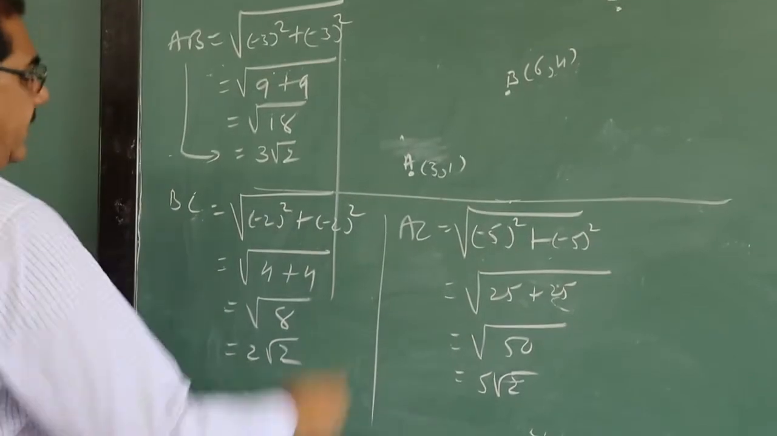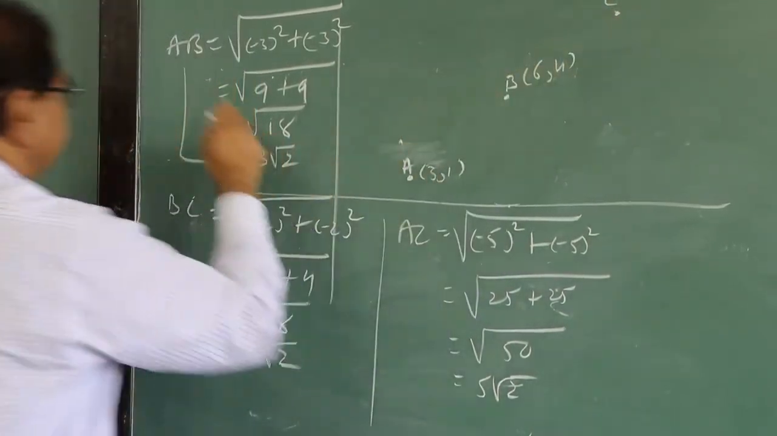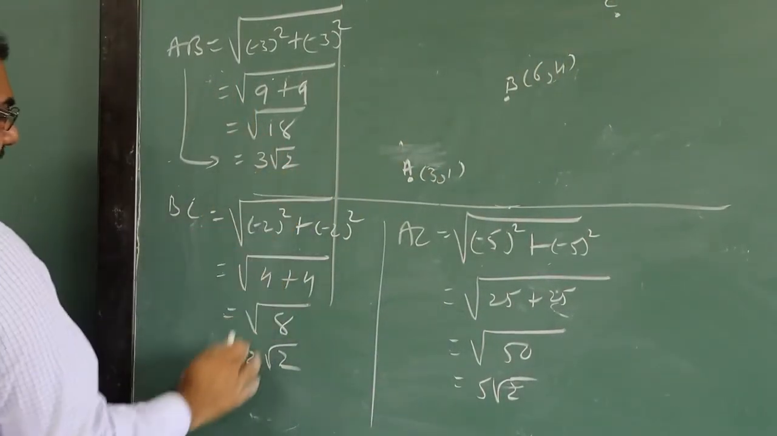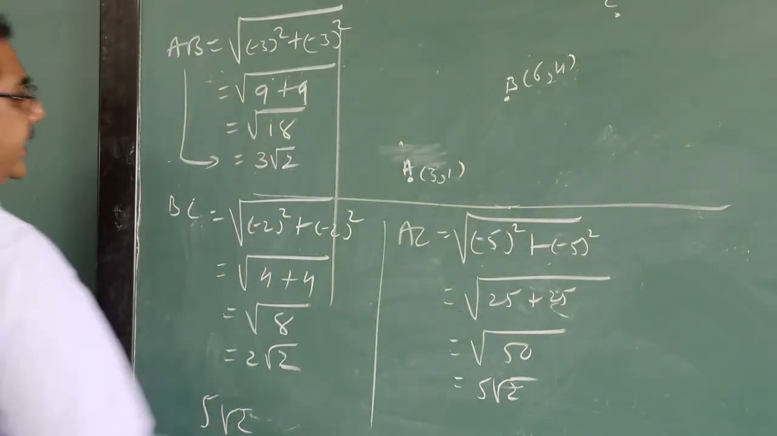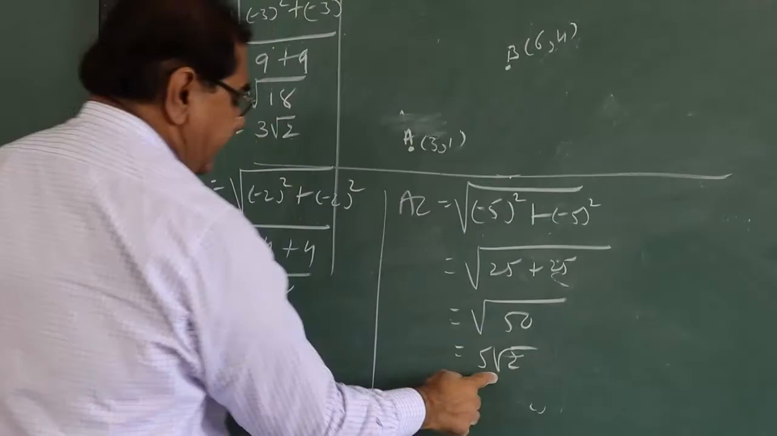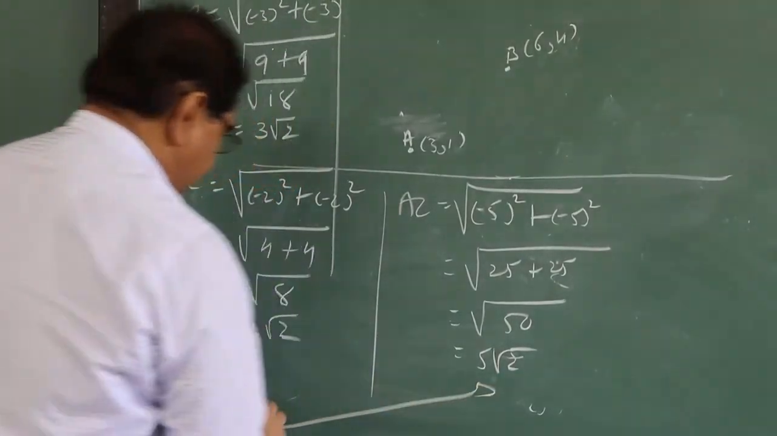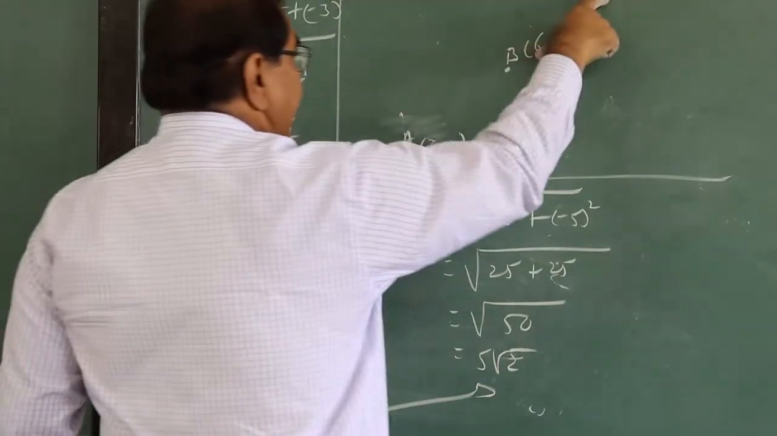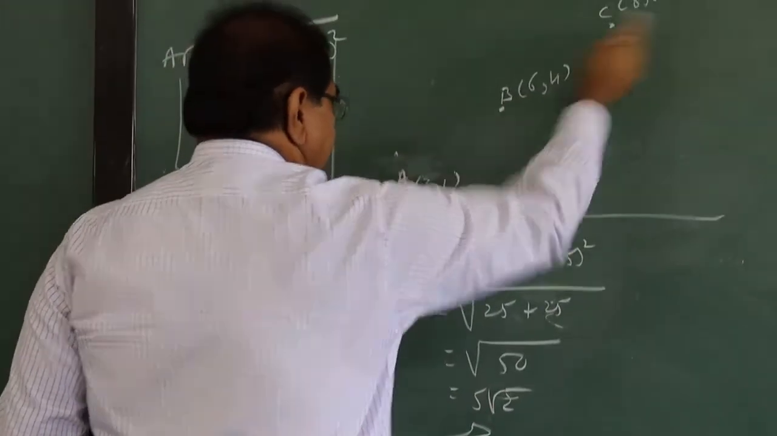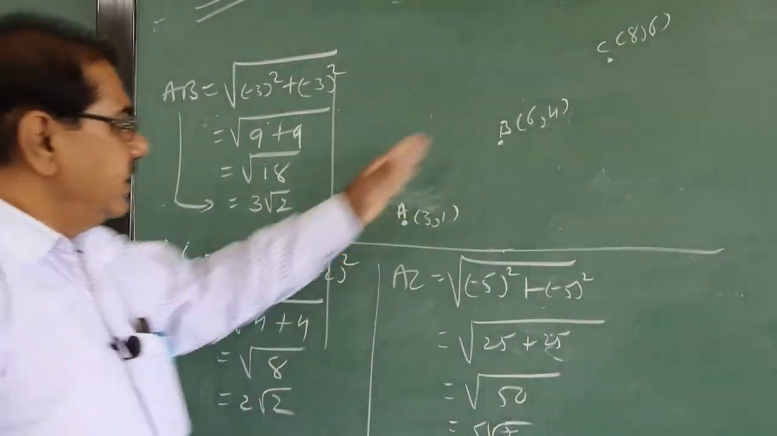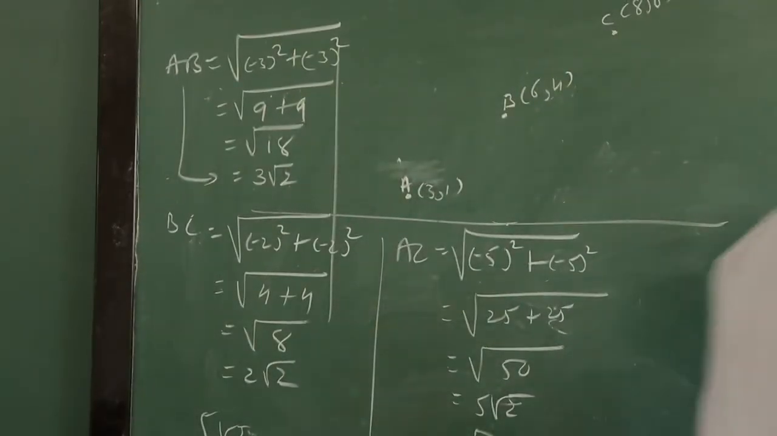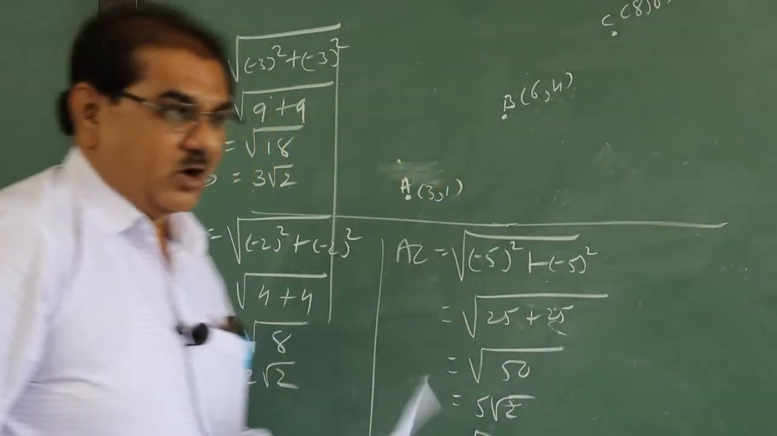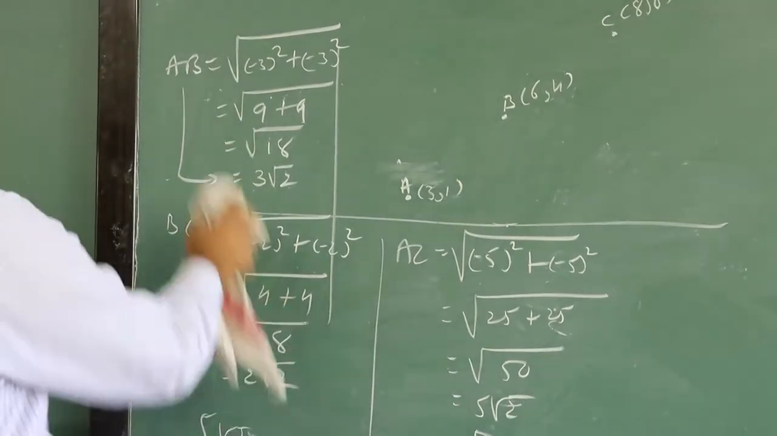Now check. AB plus BC: 3 root 2 plus 2 root 2, total it is 5 root 2. Is it equal to AC? Yes, it is also 5 root 2. So as the sum of these two sides is equal to the full side, all the three points are collinear. Okay? So that is how to prove collinear, and how to prove they are not collinear and form a triangle. You got the idea.